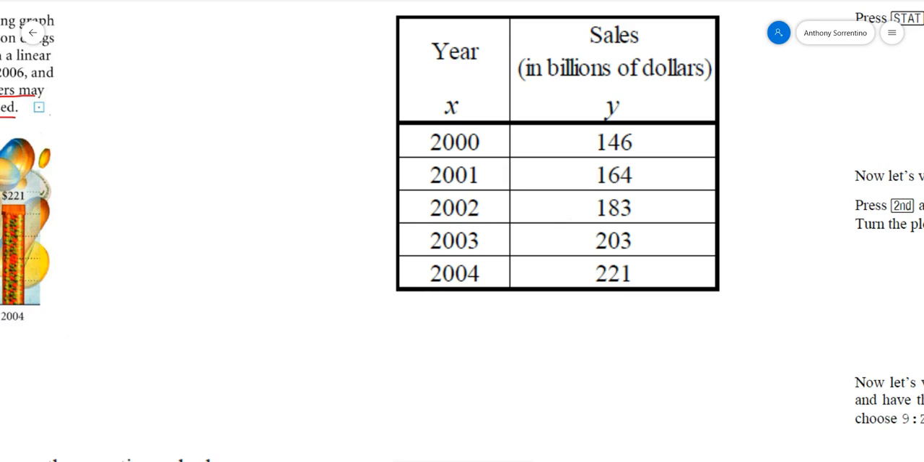Now, the thing is, if you were plotting these points, you would see they're not exactly linear. They don't line up as a straight line. They're pretty close, and I'm going to show that eventually when I do a scatter plot. You'll see what I'm talking about.